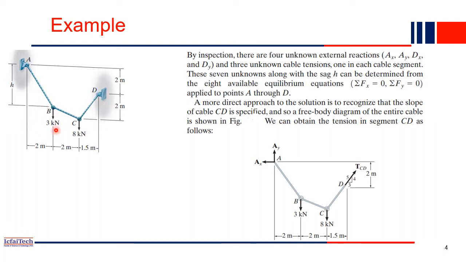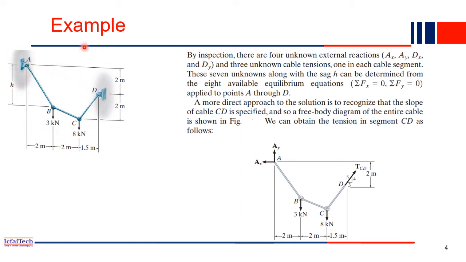If we don't increase the load, 3 kN, 8 kN, if it is fixed, then the shape of the structure is now constant. And two concentrated forces B and C are acting, and all the distances are also given. So 2 meter, 2 meter, 1.5. This height is 2 meter, and the distance between these two supports is also 2 meter. So we have to do the structural analysis of this tension structure, tension cable.